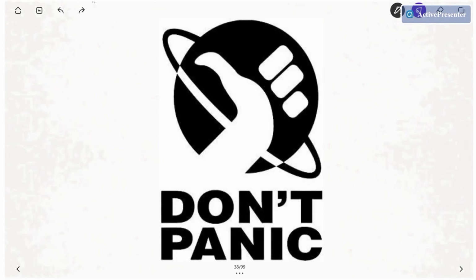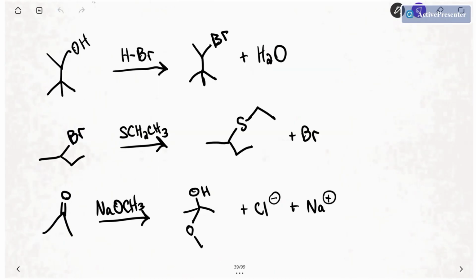Okay, so another reason why I have this don't panic screen up is because I'm getting ready to show you a screen with the kinds of problems that you're going to have to be able to solve. But don't panic, okay? Just look at it. You don't have to understand it yet. Just look at it. Don't panic. All right, so here we go.